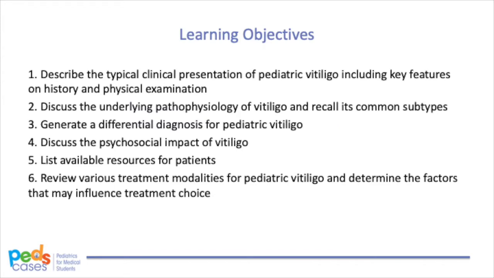After listening to this podcast, we expect the learner to be able to: 1. Describe the typical clinical presentation of pediatric vitiligo, including key features on history and physical exam. 2. Discuss the underlying pathophysiology of vitiligo and recall its common subtypes. 3. Generate a differential diagnosis for pediatric vitiligo. 4. Discuss the psychosocial impact of vitiligo. 5. List available resources for patients. And lastly, 6. Review various treatment modalities for pediatric vitiligo and determine the factors that may influence treatment choice.